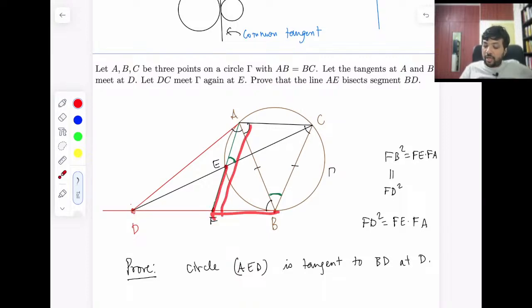That's for sure. However, we are asked to prove FB square is FD square. That will force FD square to be FE into FA if it is true. But FD square equal to FE into FA means that BD is tangent to circle AED at D. But maybe you can do that by angle chasing, I don't know still actually.